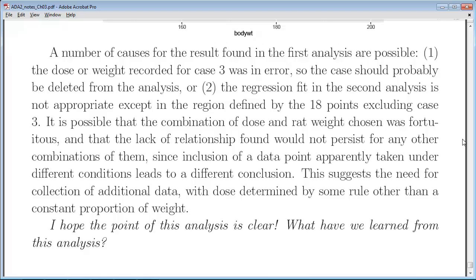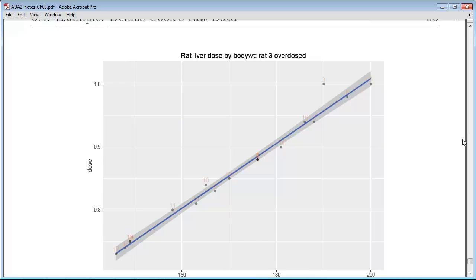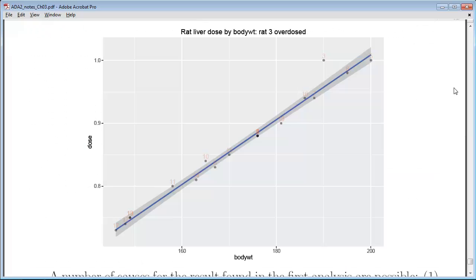So the main point here is that experiment or observation 3 is systematically different from the rest. And in this case, I would definitely remove that observation and take the second analysis where we find no relationship as what the answer is for this experiment.